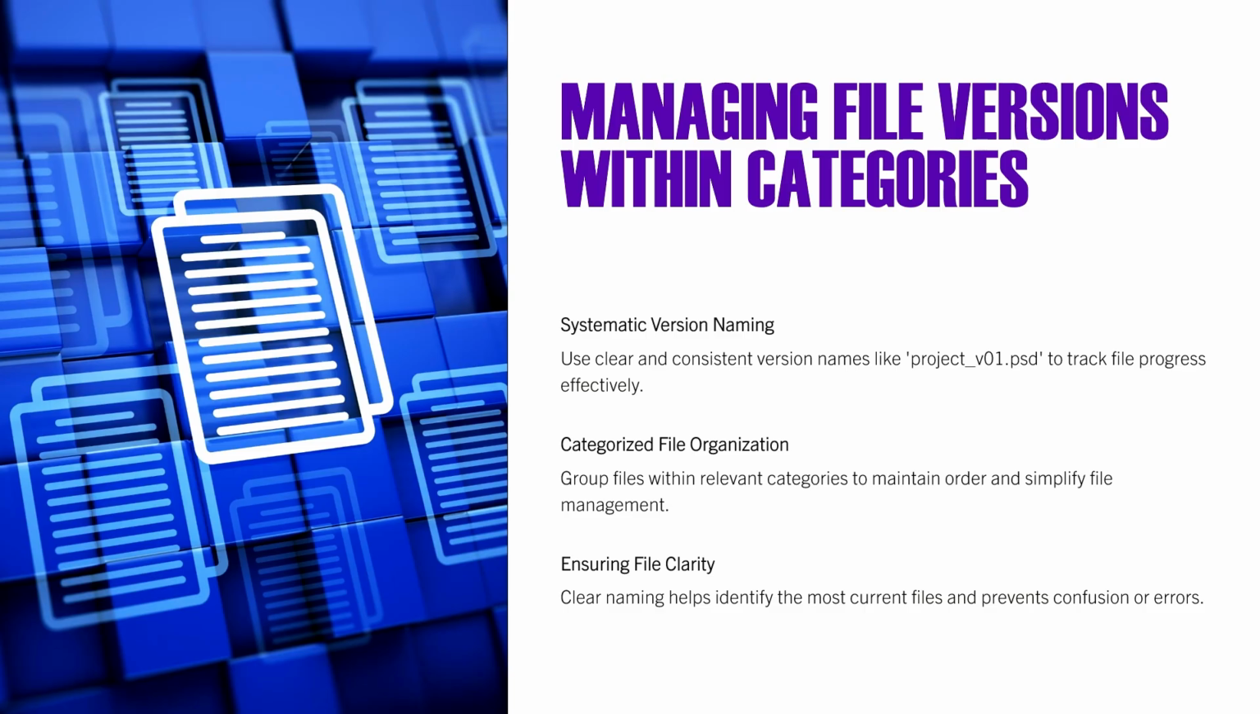Use systematic version naming within each category, such as project underscore version 01.psd. This is for a Photoshop file, to track progress and ensure clarity about the most current files.